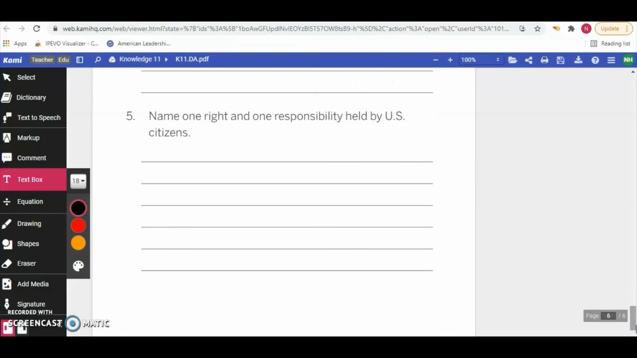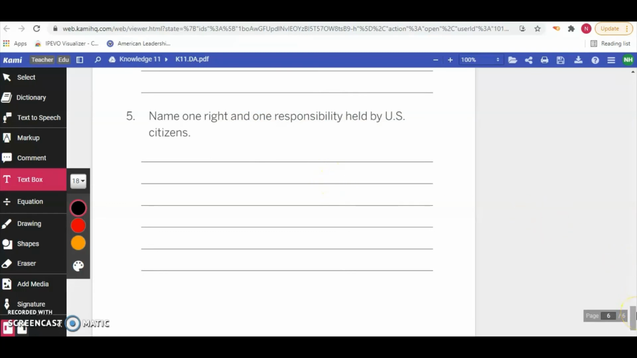And number 5. Now, number 5 is a little bit different. Number 5 has 2 parts to it. You only need to write one word, phrase, or sentence for each part. Number 5 says name one right and one responsibility held by U.S. citizens. So you're going to use one word, phrase, or sentence to name one right, and a second word, phrase, or sentence for one responsibility.